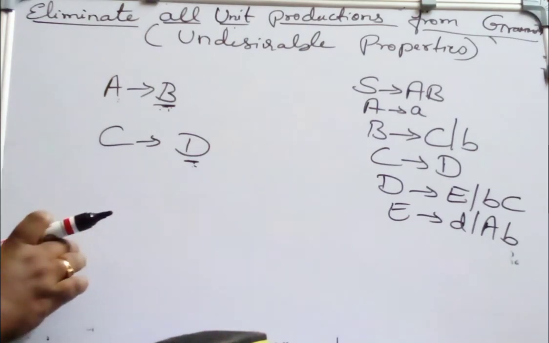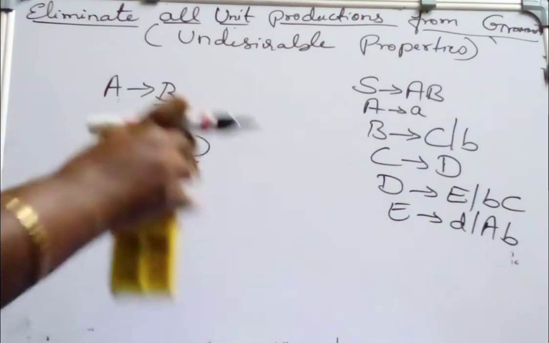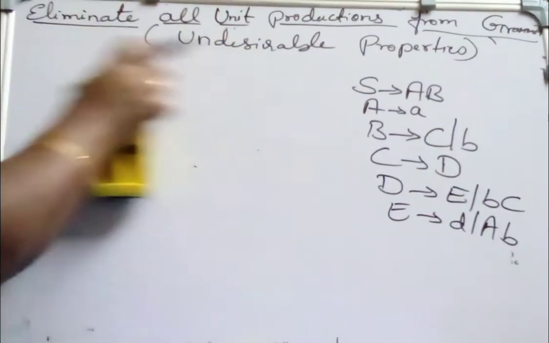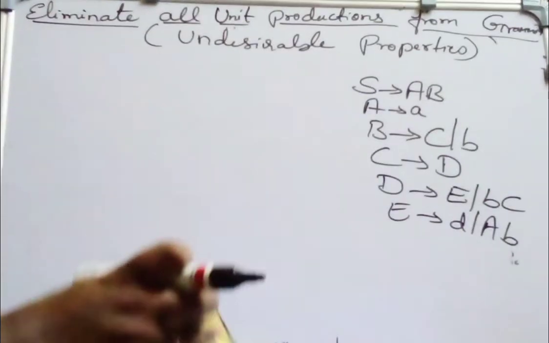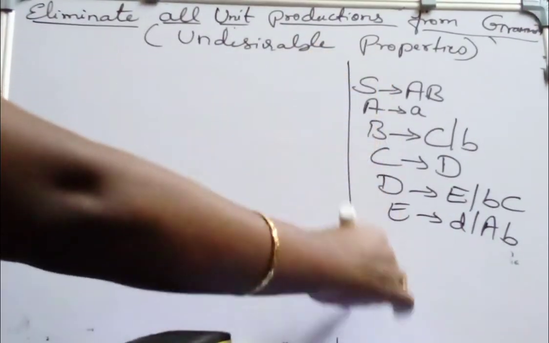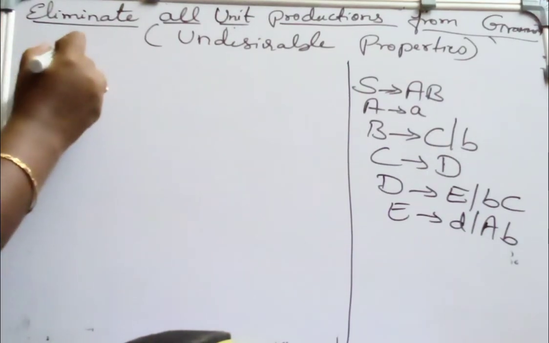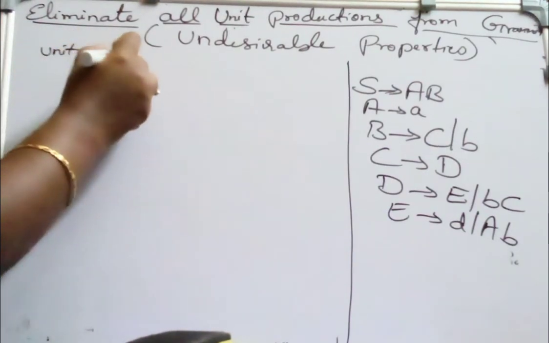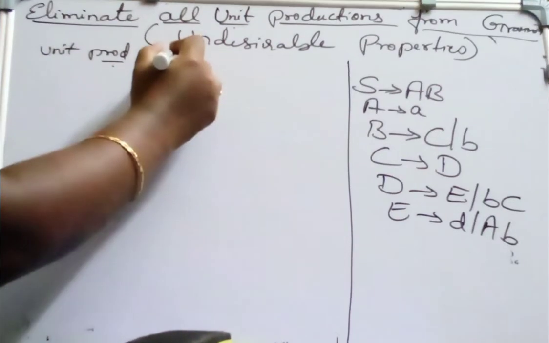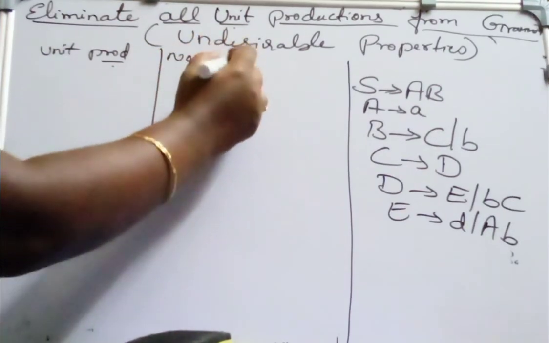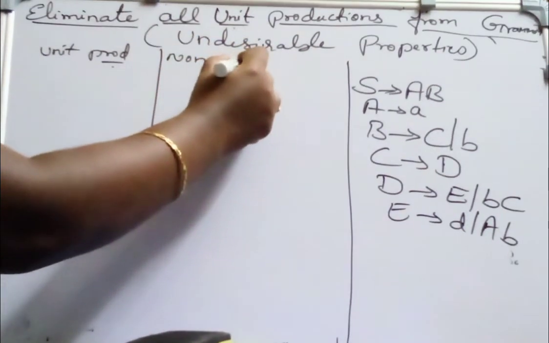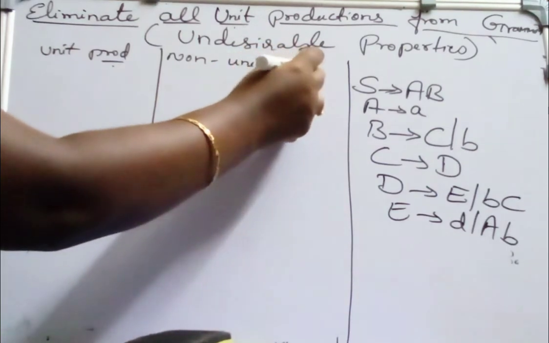So how to remove the unit productions? Now we'll see how to eliminate these unit productions in the given grammar. For example, consider this grammar. If you observe here, you have unit productions and non-unit productions. First, you divide it into two columns: unit and non-unit productions.